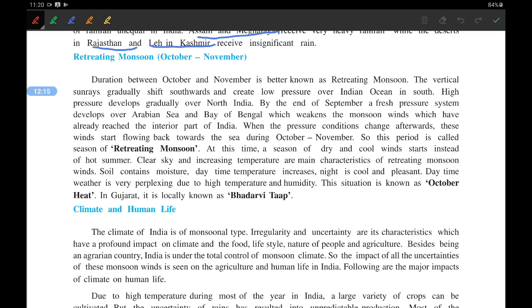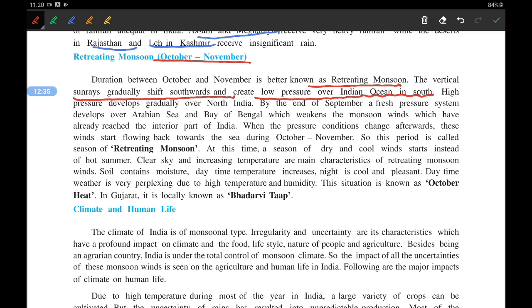Next topic is retreating monsoon, that is from October to November. The duration between October and November is better known as the retreating monsoon. The vertical sun rays shift southwards and create low pressure over the Indian Ocean in the south. High pressure develops gradually in north India.